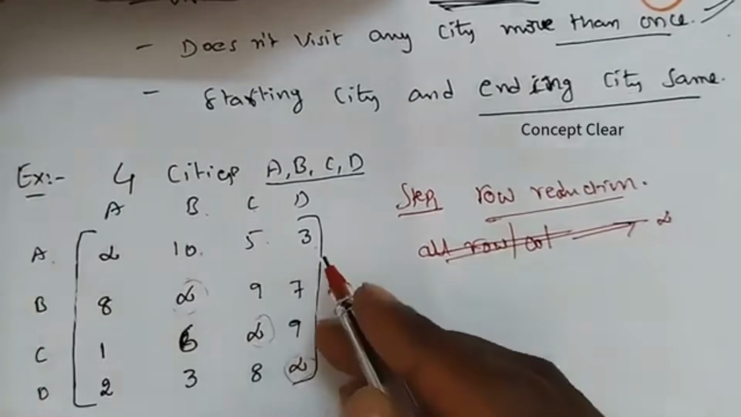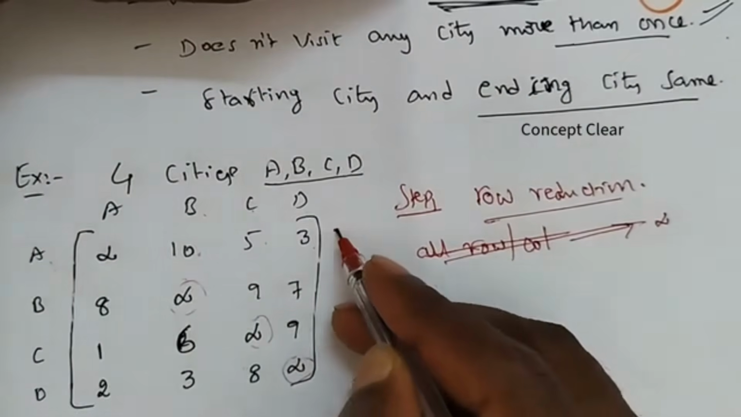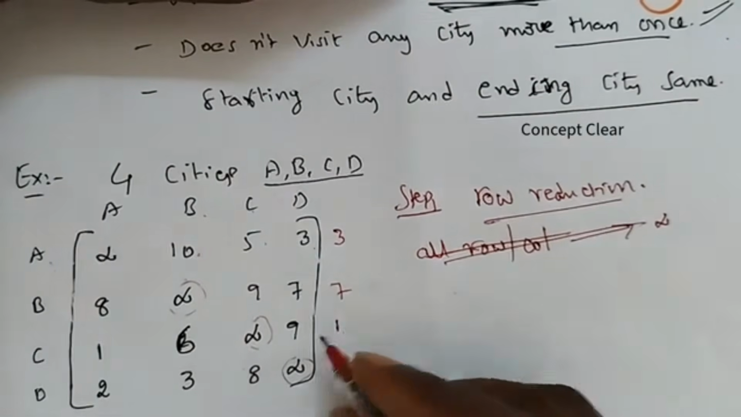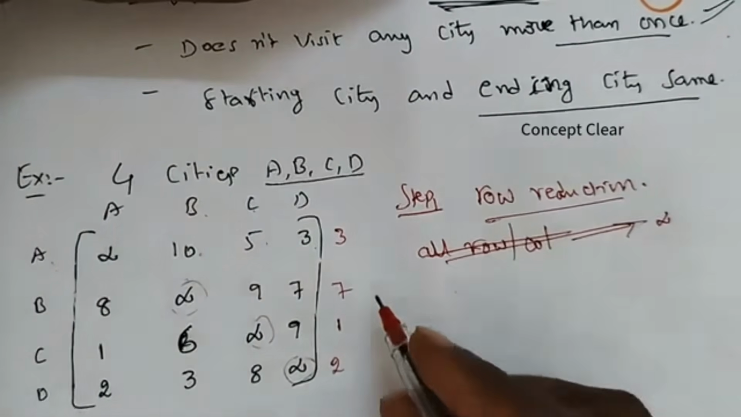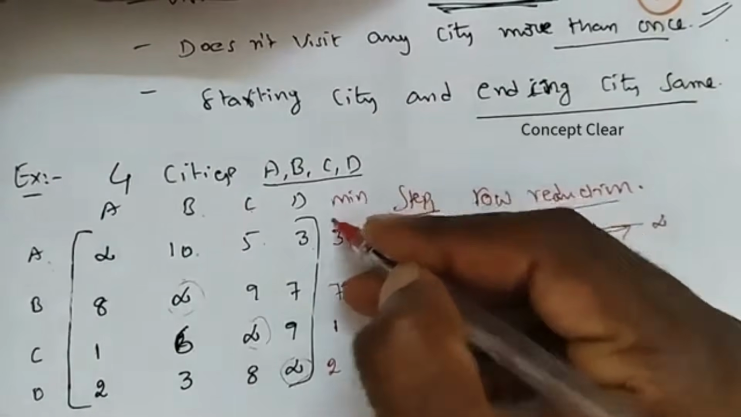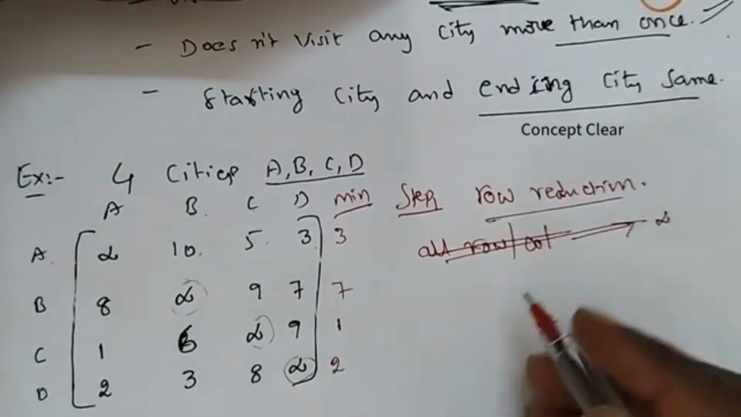Here in this row, the minimum element is 3. Here the minimum element is 7. Here the minimum element is 1. Here the minimum element is 2. With this value you have to reduce. With this minimum element value you have to perform the row reduction.